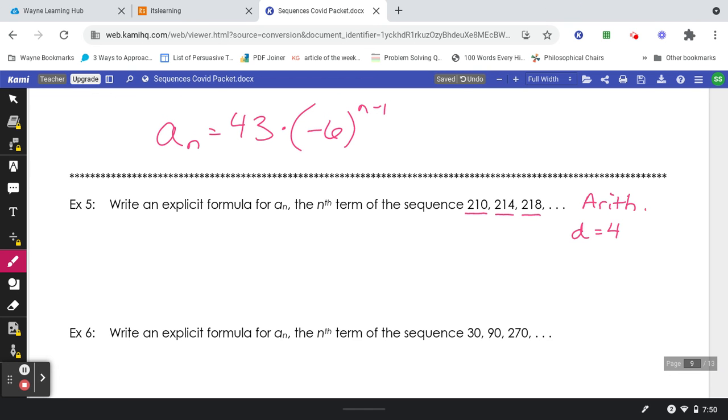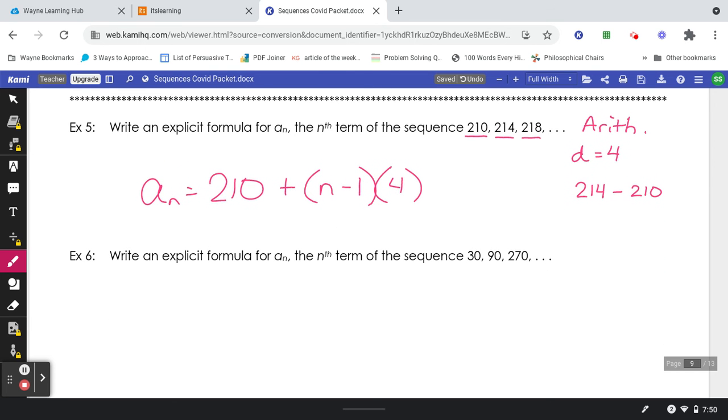Remember, if you need help finding the common difference, you do the second term minus the first term. Second term minus the first term. Once we have those pieces of information, then we just plug it into our formula and put that 4 right there.